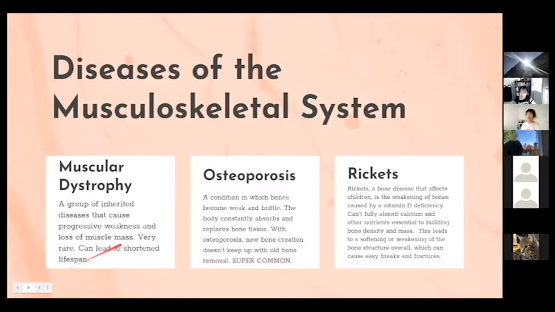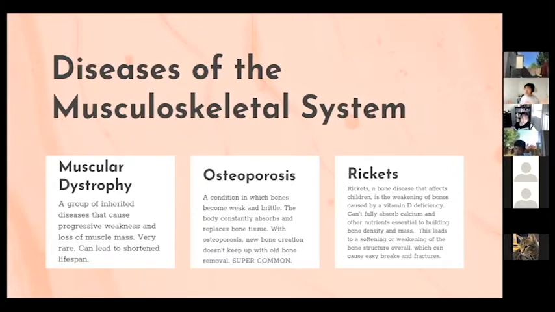Thank you for that informative talk on what some of the more dangerous and some of the more common diseases of the musculoskeletal system are. Muscular dystrophy, you guys really shouldn't worry about this. This is inherited, which means you can only get it from the genes that your parents pass on to you. It's not transmitted. You can't get it from another person.